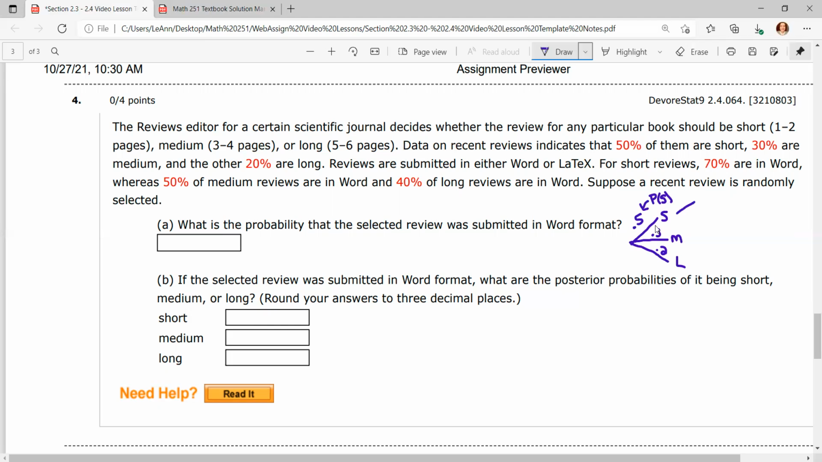When you branch out after this, notice we have to know then it's either Word or in LaTeX, which I'm going to call T so it doesn't get confused with the L from long. We have that these are branches off of already knowing that it's short, okay? So these probabilities, specifically, I'm going to give you the first one.